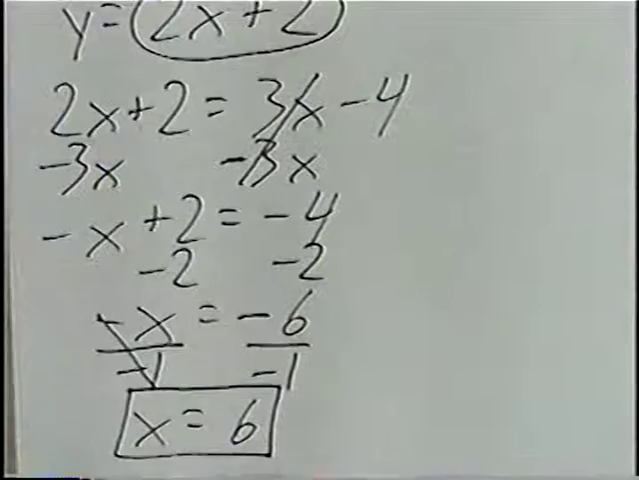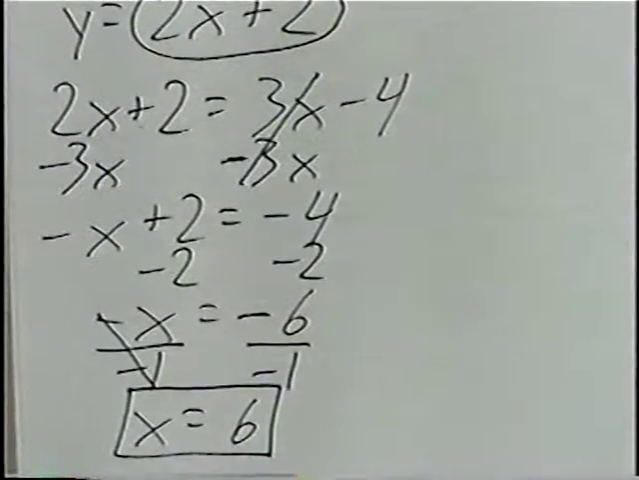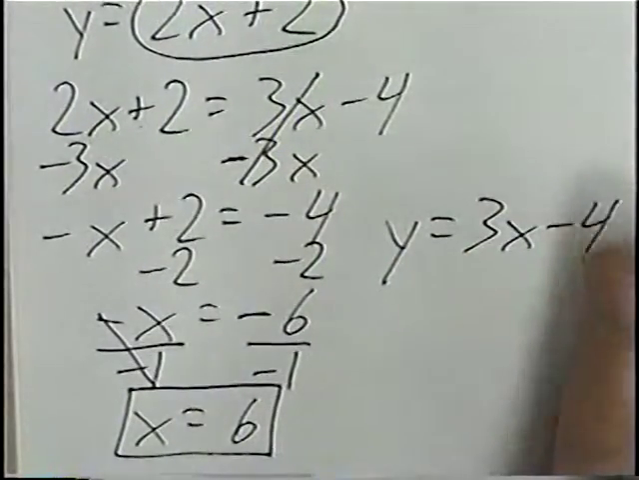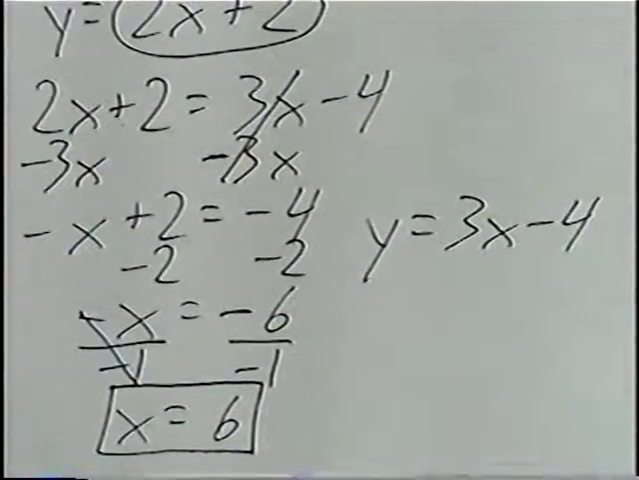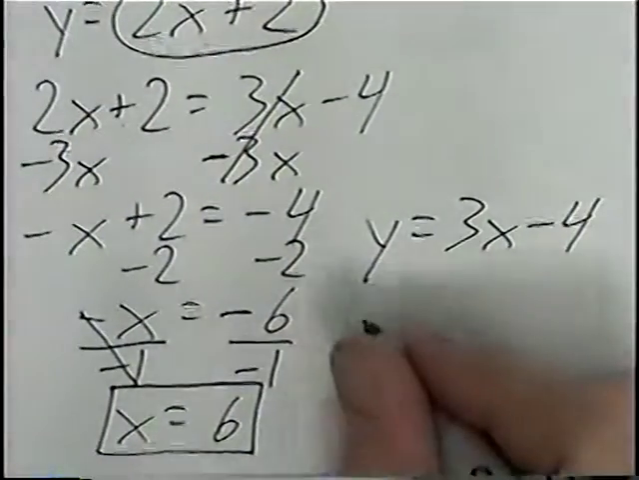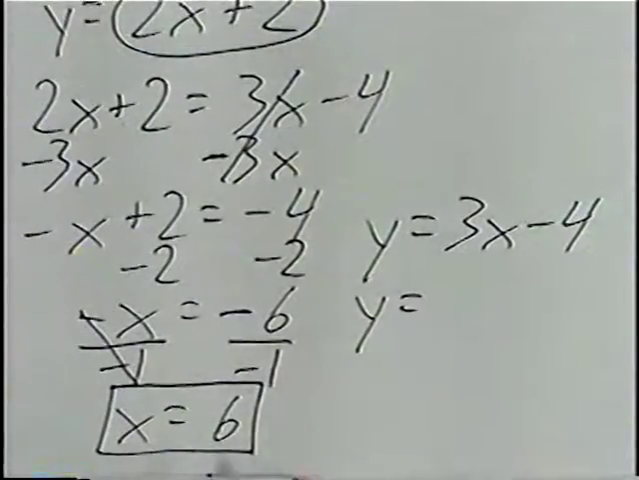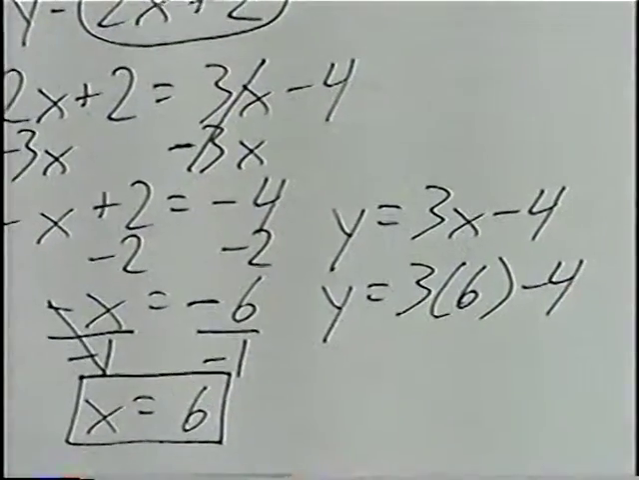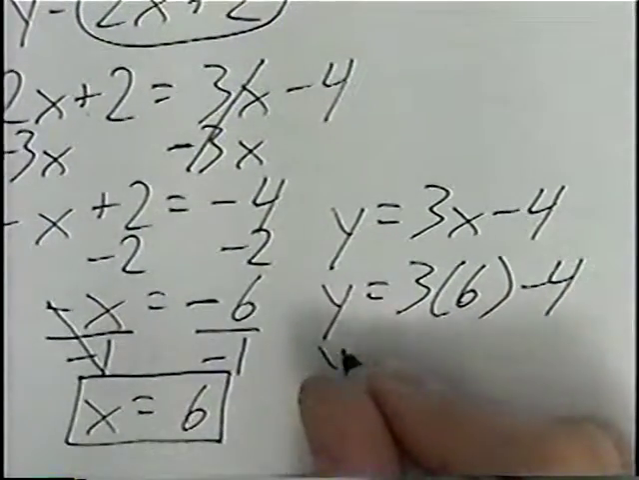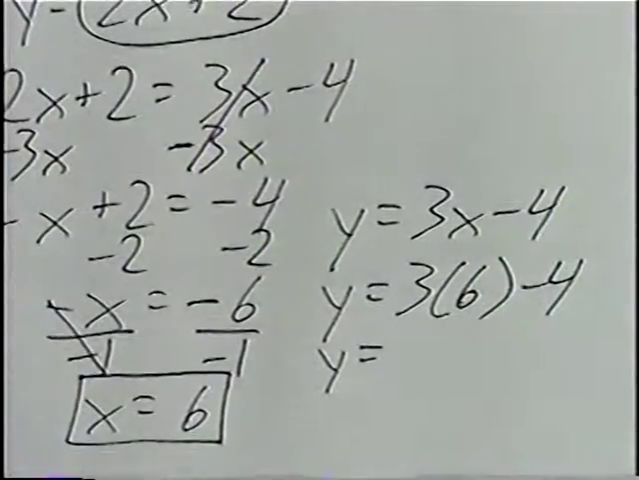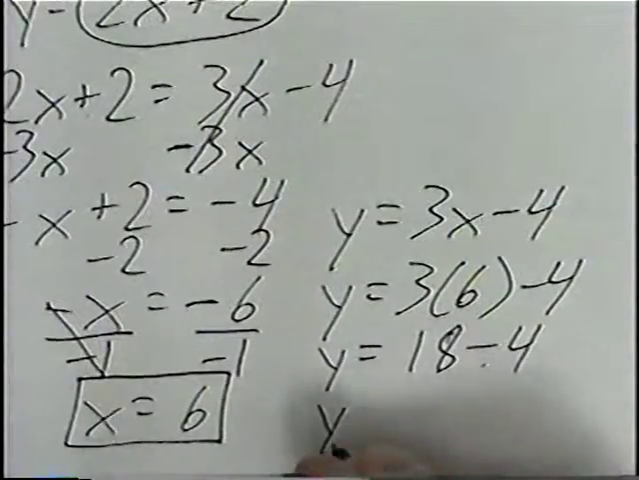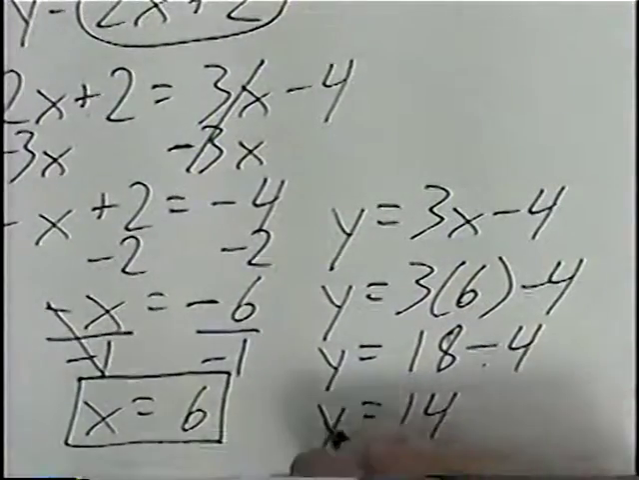To get our second answer, we can plug this into either of the first two equations to solve for y. If we take the first equation, which was y equals 3x minus 4, now we know x is 6, we can plug a 6 in for x and solve for y. 3 times x would be 3 times 6 minus 4. Y equals, multiplying first, 3 times 6 would be 18. 18 minus 4, and the answer would be 14.